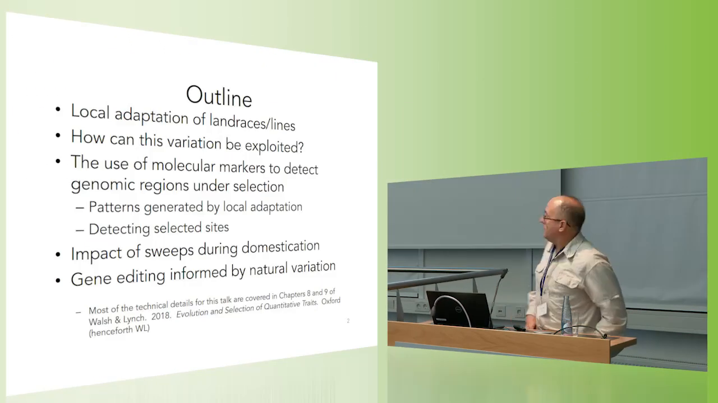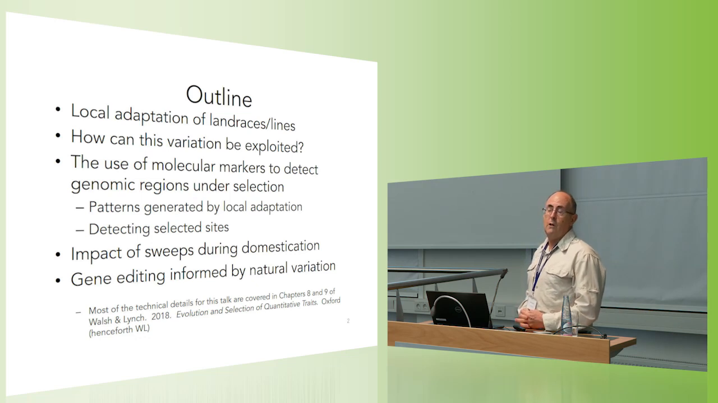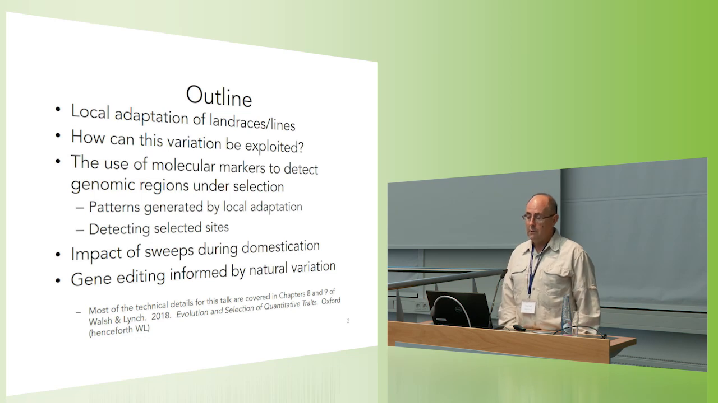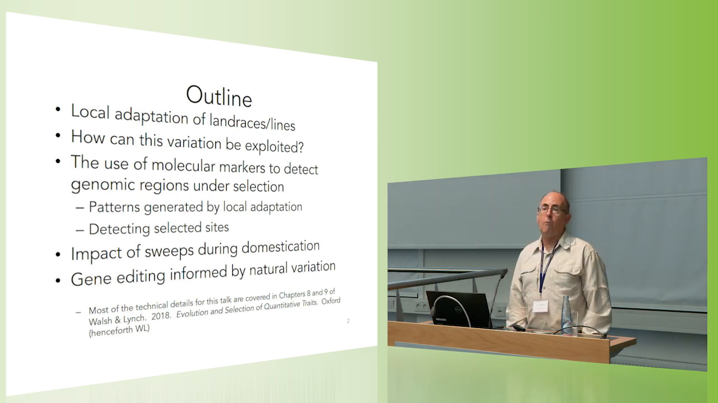So what I want to do today is talk about some new tools from population genetics and genomics and how these can be important to breeders. Basically, I want to talk about using information from natural populations to improve plant and animal breeding. So here's the outline. I want to briefly remind you about local adaptation of land races and lines, and talk about how breeders can exploit that variation. I specifically want to focus on how we can use molecular markers to detect genomic regions under selection. I want to look at the patterns they generate and how we can detect those. Then I want to talk about some of the implications for domestication, something called sweeps. And I want to conclude with using gene editing informed by natural variation.